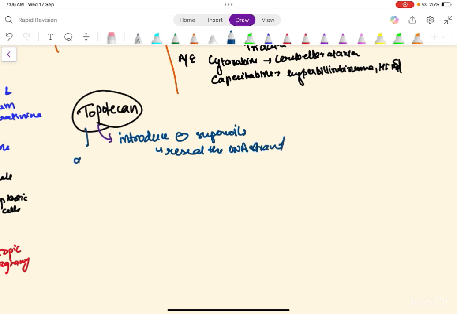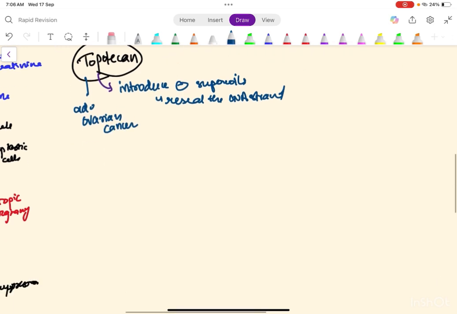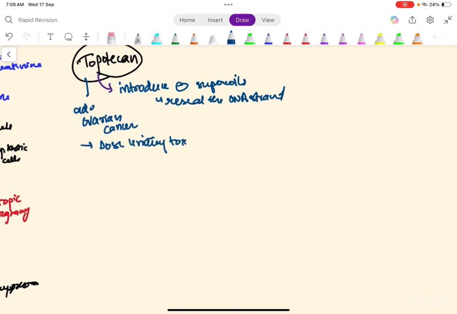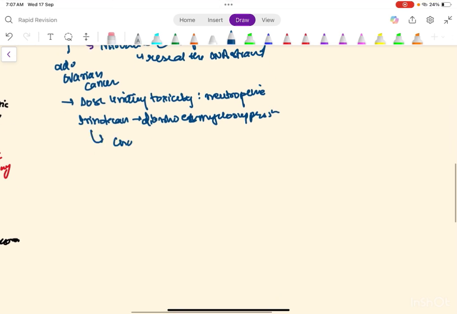Now this is used in advanced ovarian cancer. It basically causes dose limiting toxicity, which manifests in the form of neutropenia. Irinotecan basically causes diarrhea and myelosuppression. This irinotecan is also famous for causing something called cholinergic syndrome.